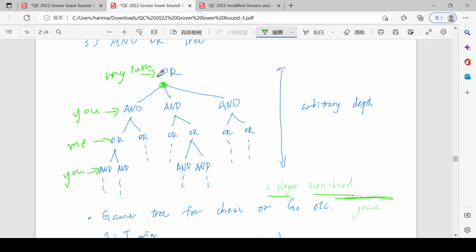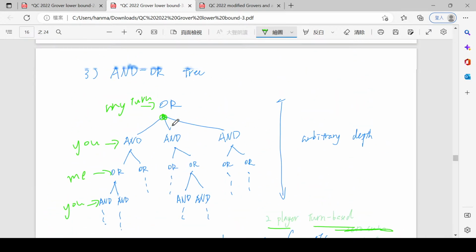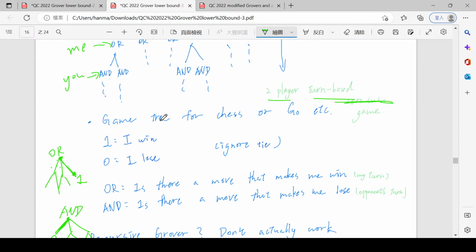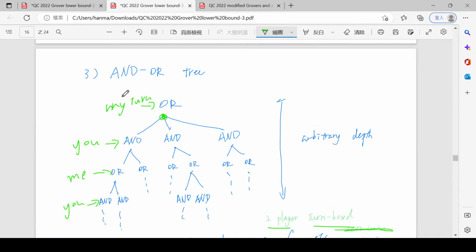But anyway, you can see this is a two-player game because it's turn-based, so you are alternating between my turn and your turn. That's the motivation for this AND-OR tree. It's a very critical function to calculate. And what's the quantum query complexity of this? Now remember, we are still talking about quantum algorithms.